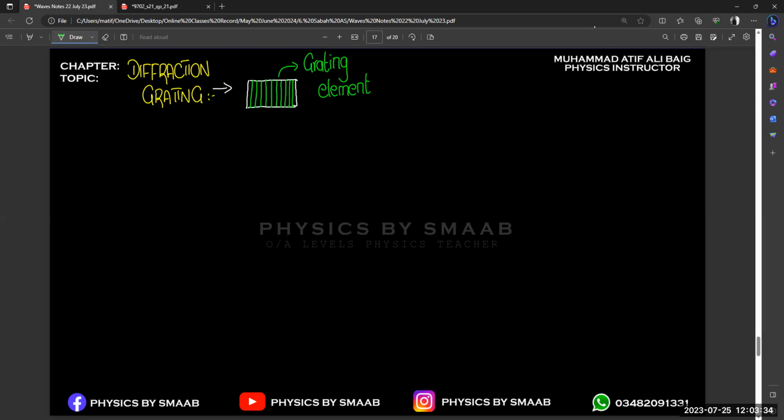Because we know in diffraction, we need to deflect light through the edges. That's why we mark as many lines as possible in a very short length, right? So this is the concept of diffraction grating. Now we need to form an equation to find unknown values like the wavelength and the angle, and we also need to talk about the orders of bright fringes and dark fringes, right?